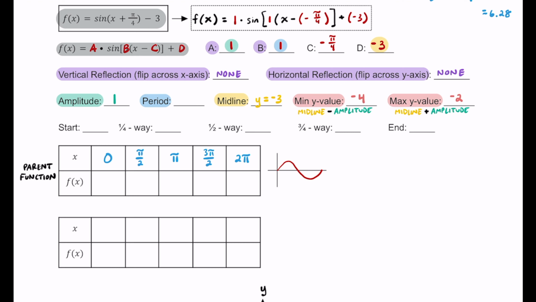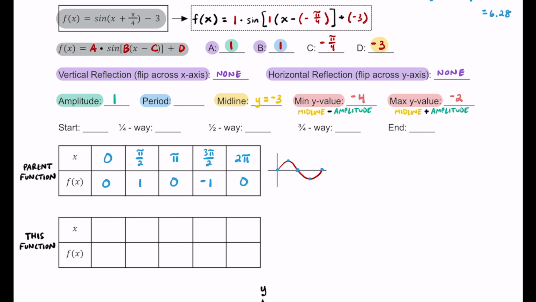On that same idea, let's try to remember that it starts at 0, 0, that's this point right over here, and then it goes up to a y value of 1, that's going to be up here. Then we go back down to a y value of 0, that's on the x-axis again. Then we go down to a y value of -1, which is right here, and we go back to a y value of 0. So these are the 5 important points for the parent function.